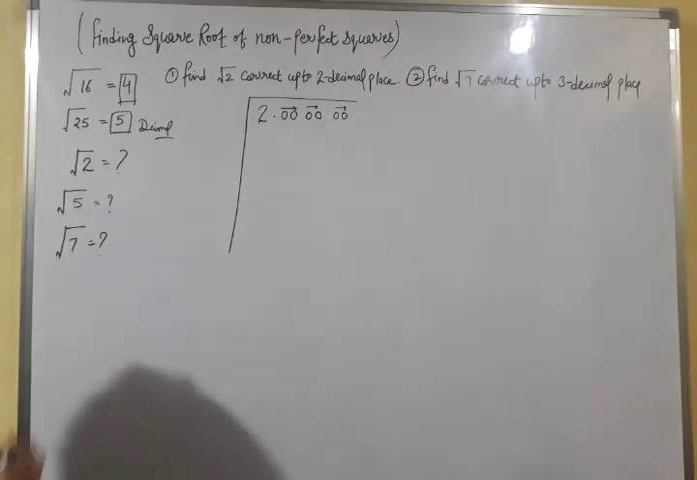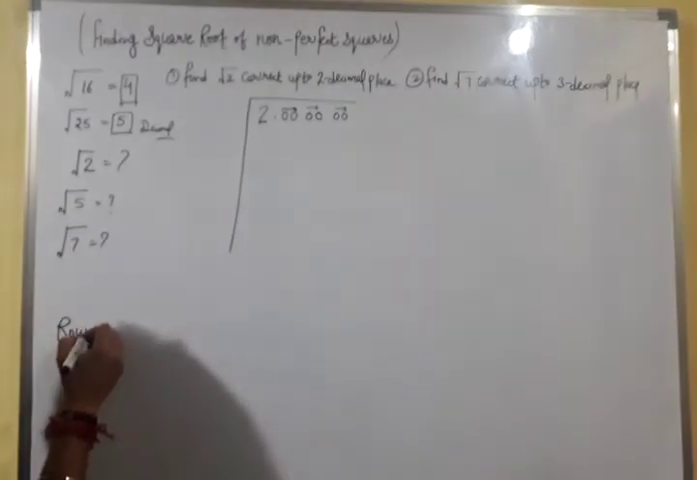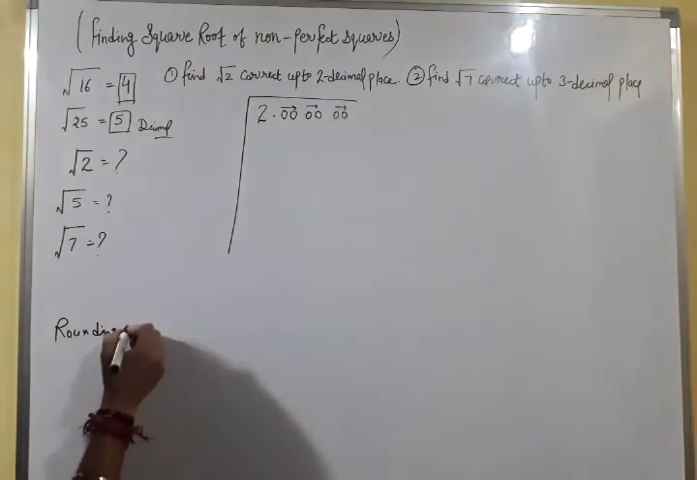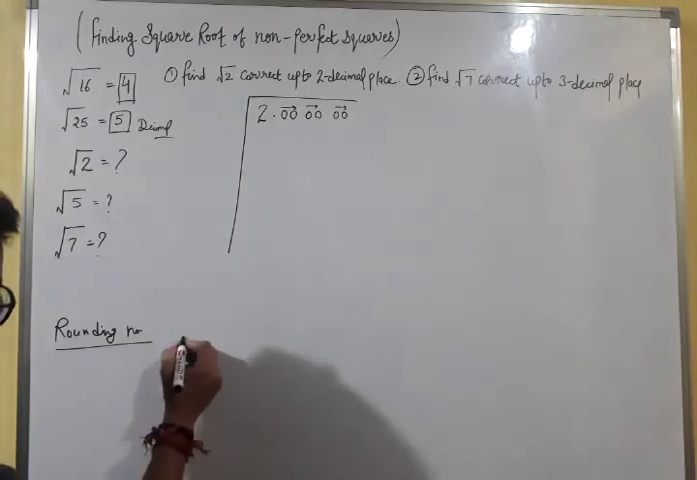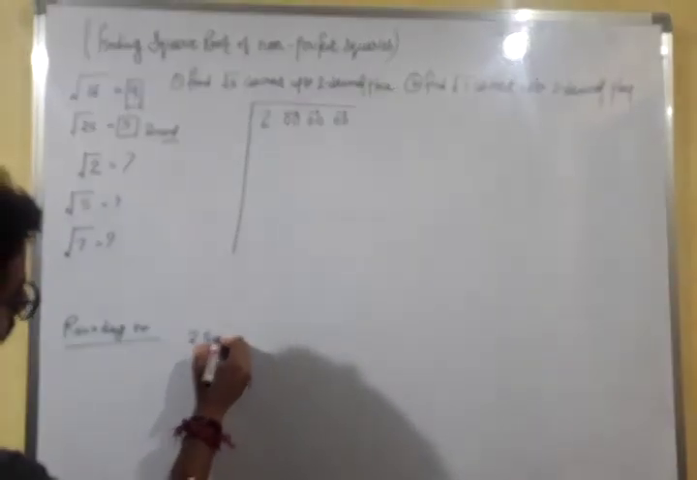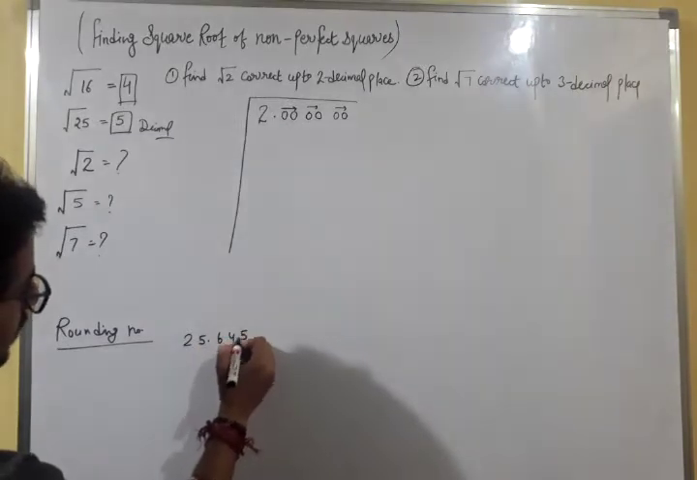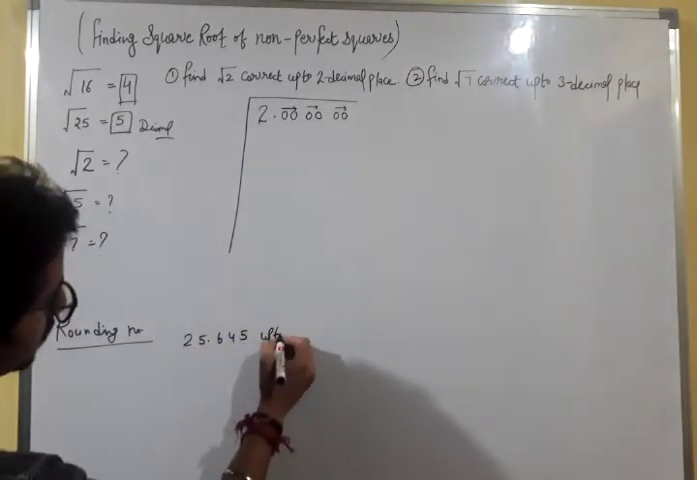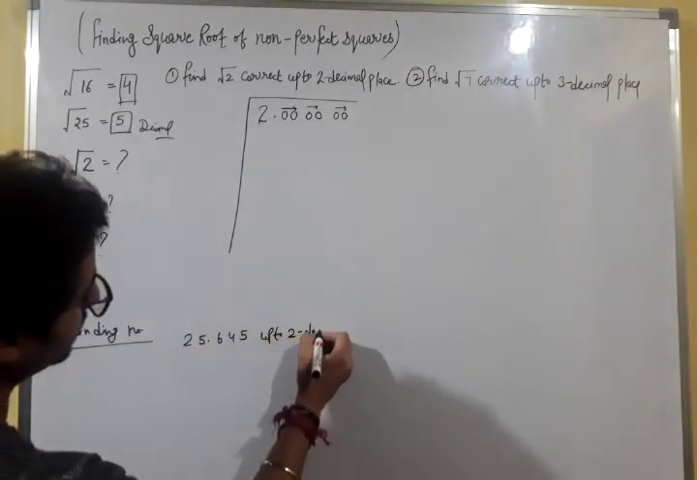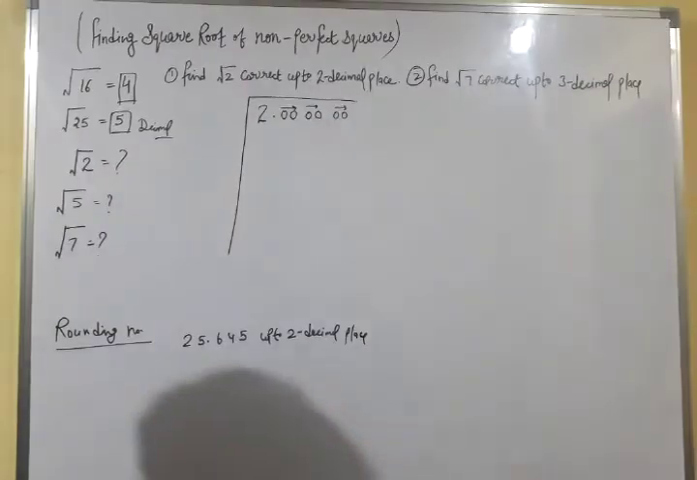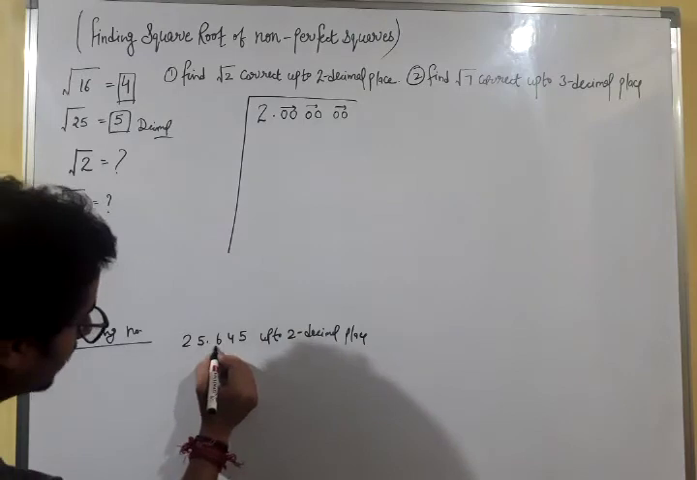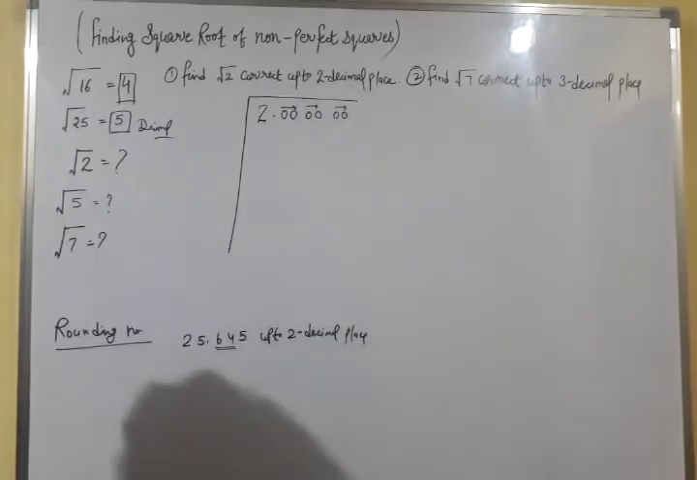Now, do you know how to round off numbers? Yes, rounding numbers. If you have to round off 25.645 up to two decimal places, it means after the point we keep only two digits.